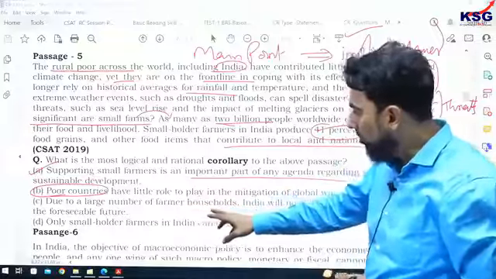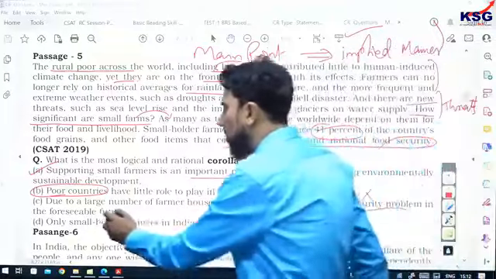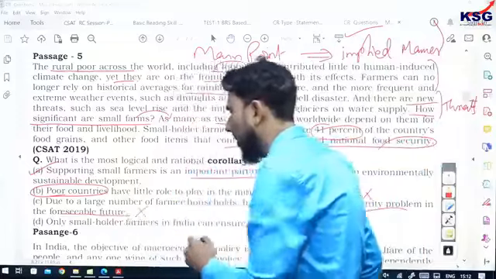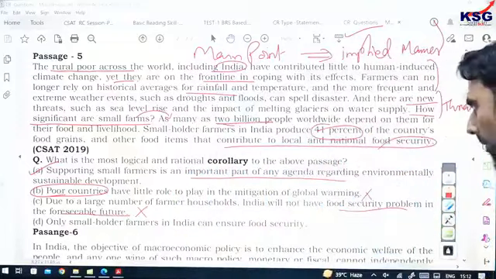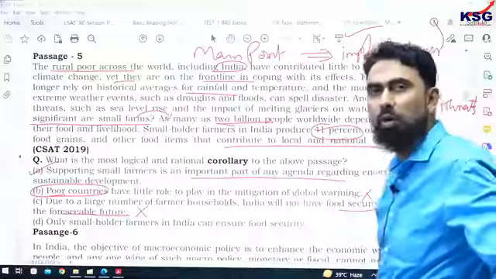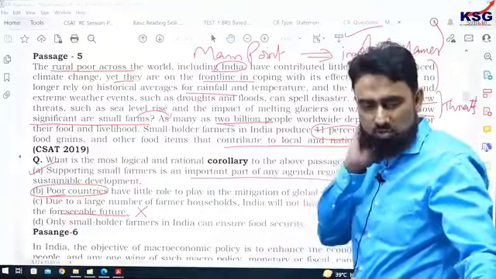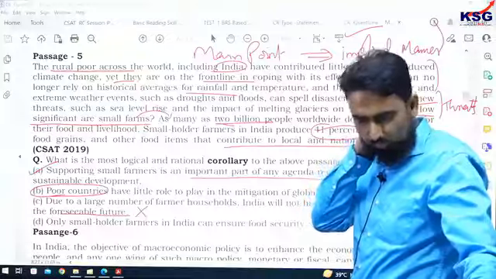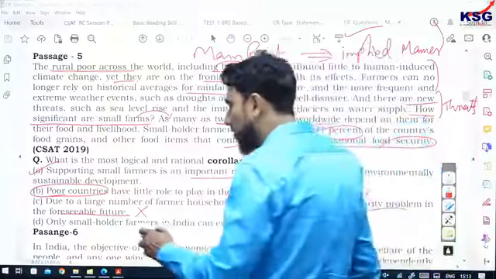Option C: due to a large number of farmers' households, India will not have food security problems in the foreseeable future. Again, it cannot be concluded because 41% is a big number, and the farmers are facing the new threats as well. So we can't say India will not have a food security problem. We don't know, and we can't say. Actually, the situation is tilting more towards that problem.